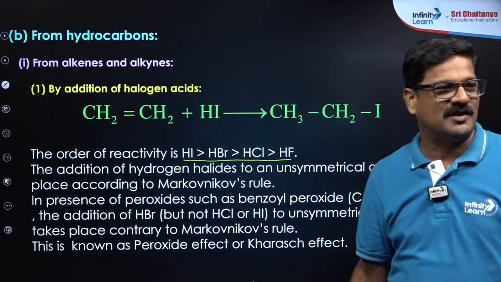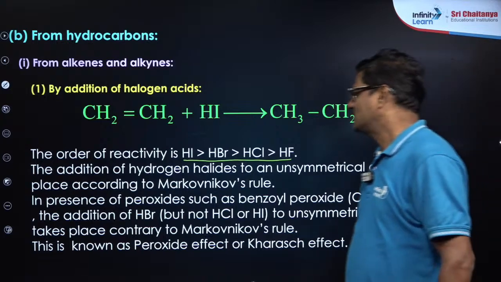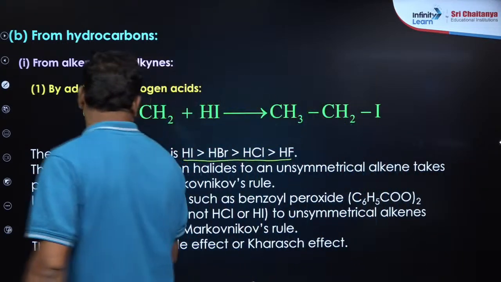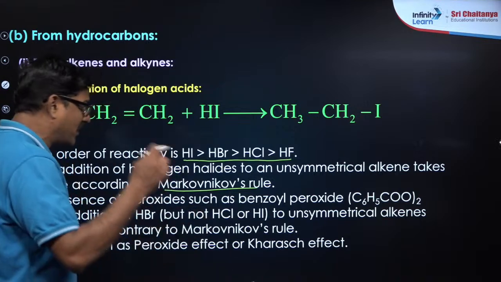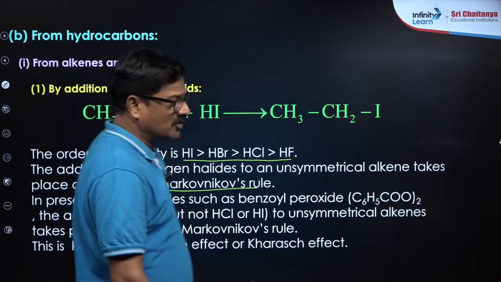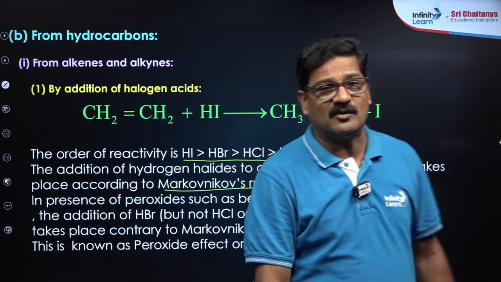The order of reactivity of HX is HI greater than HBr greater than HCl greater than HF. The reactivity of HF will be very low. Addition of hydrogen halides follows Markovnikov rule. But in the presence of benzoyl peroxide, you see anti-Markovnikov addition, which we discussed in the previous classes.